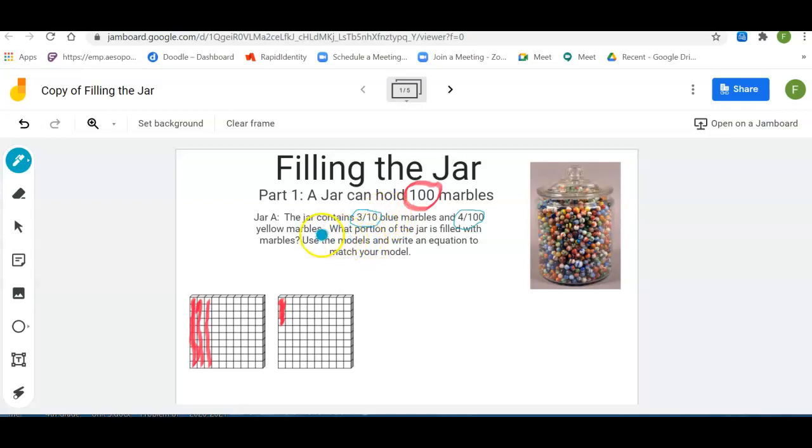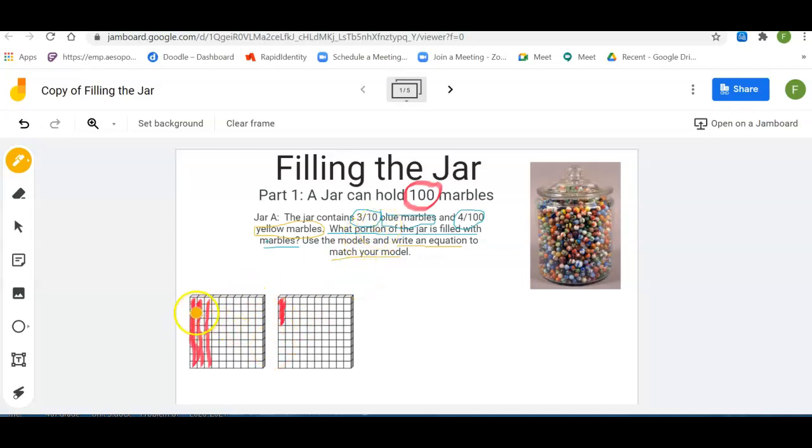And what portion of the jar is filled with marbles? That's our question. So let's go ahead and so you got blue marble. I'm going to box in the keywords here. You got the blue ones, and you've got the yellow marbles. So I'm boxing in those. All right, so what portion of the jar is filled with marbles? Use the models and write an equation to match your model.